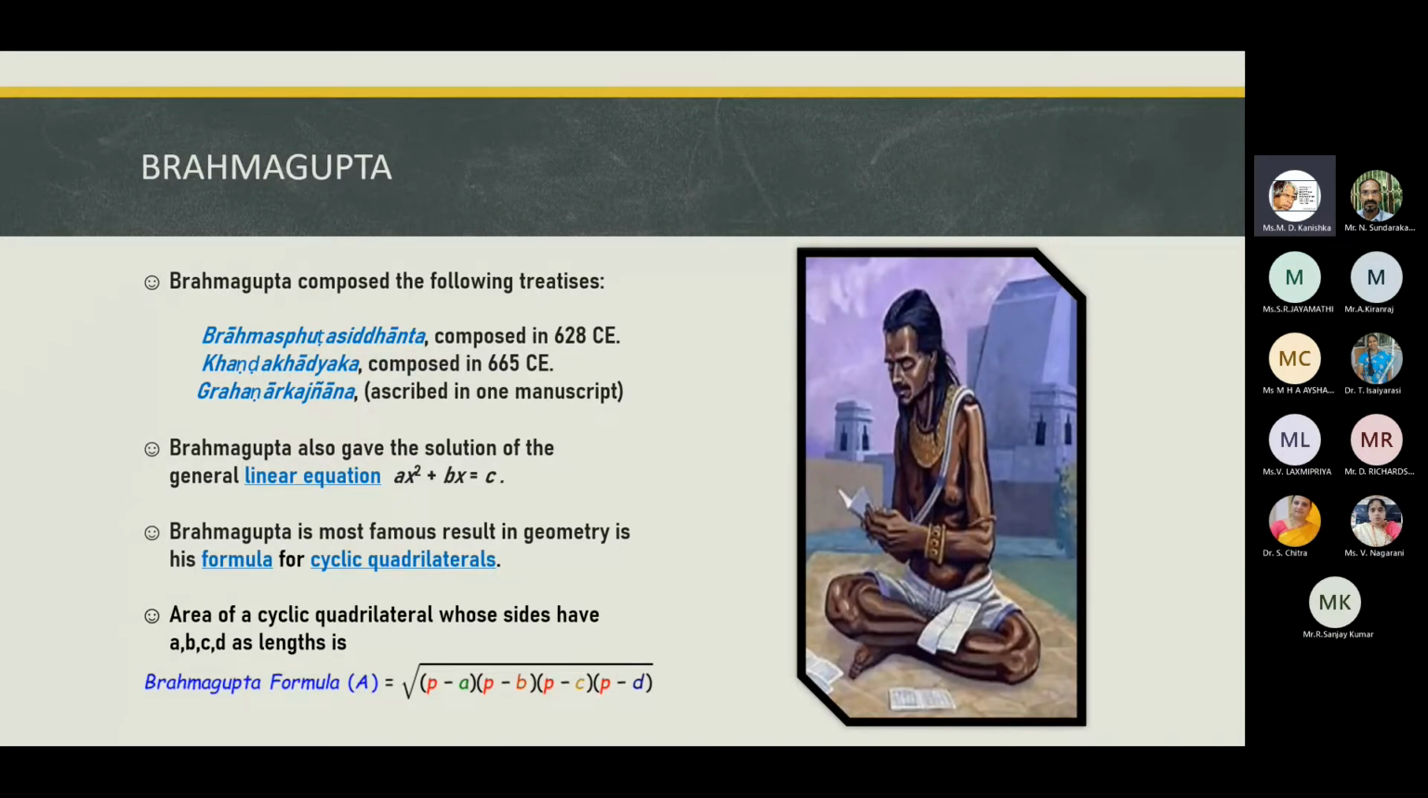Brahmagupta also gave the solution of the general quadratic equation ax squared plus bx equals c. Brahmagupta's most famous result in geometry is his formula for cyclic quadrilaterals. The area of a cyclic quadrilateral whose sides have lengths A, B, C, D is given by Brahmagupta's formula: A equals the square root of (P minus A) into (P minus B) into (P minus C) into (P minus D).